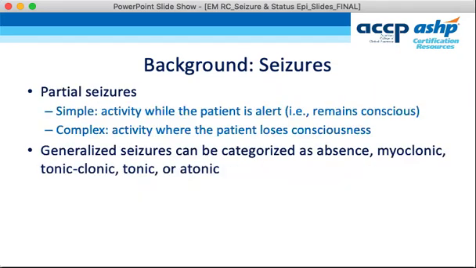When you look at partial seizures, you can have a simple partial seizure where the patient remains alert or conscious. You can have a complex partial seizure where the patient loses consciousness. And you can also have a secondarily generalized seizure, where the seizure starts on one hemisphere and then moves to the other hemisphere of the brain. Generalized seizures can be categorized as absence, or absence, depending on what part of the country you're from, myoclonic, tonic-clonic, tonic, or atonic. In the handout, you'll find a description of each of these types of seizures.